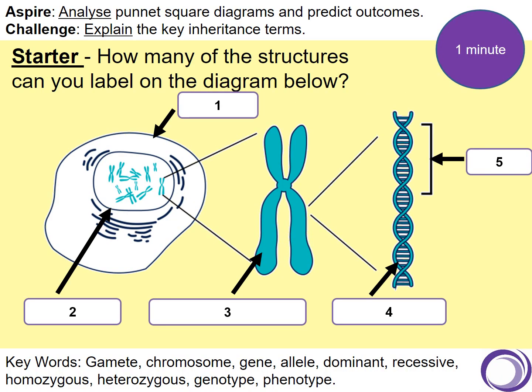Okay, so to get us going, I want you to have a look at this diagram. How many of the structures can you label? There's 5 boxes, and I want you to come up with the names or the words that go underneath each box. And I'm just going to give you 1 minute, starting now.